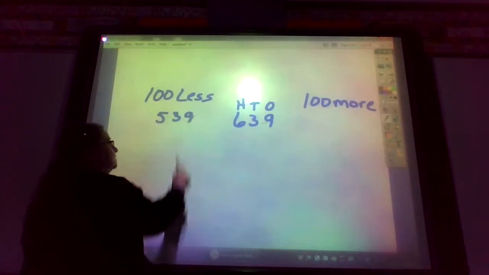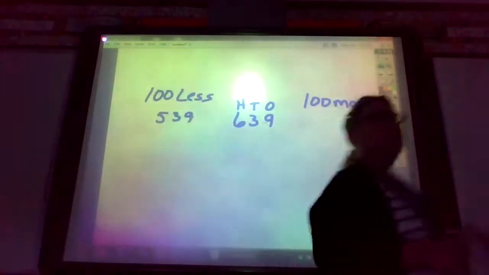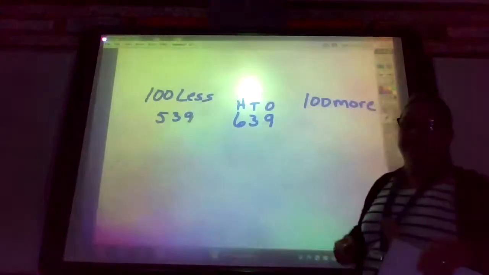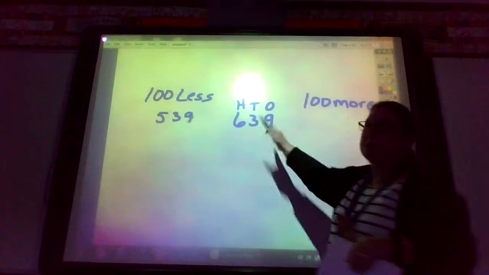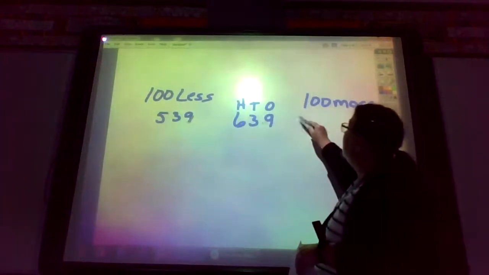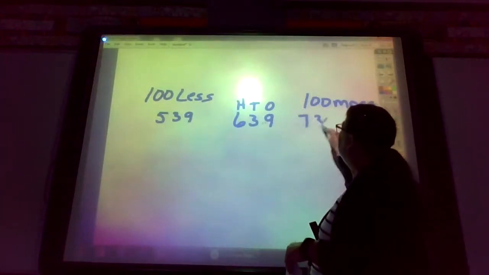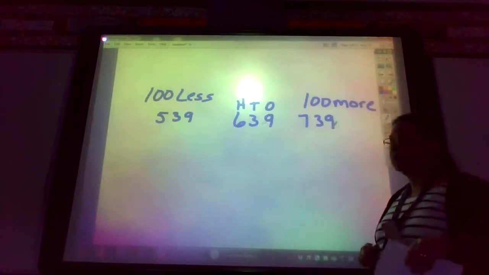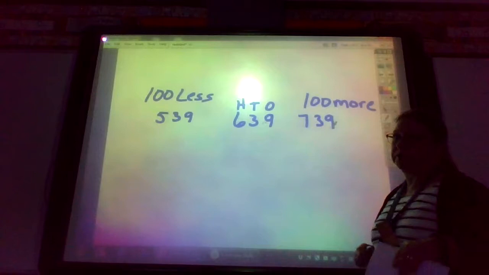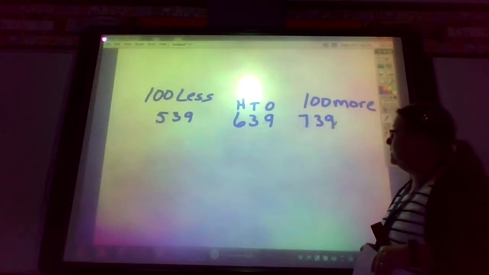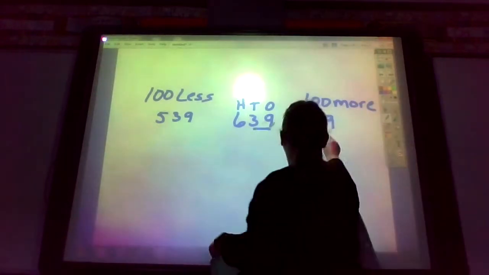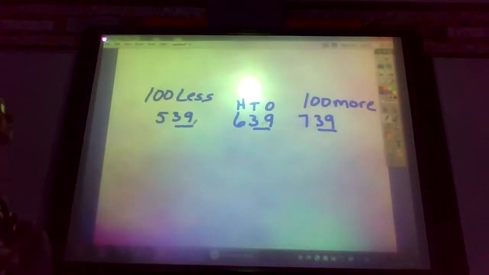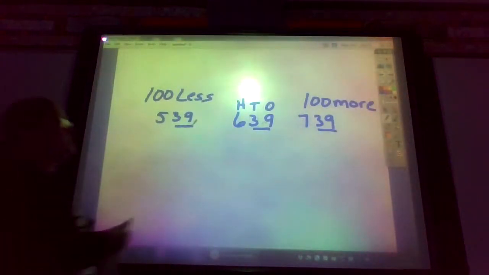539. On the other side, they're asking for 100 more. I'm only going to change my hundreds, not the tens or the ones. So I'm going to go more, so it would be 739. Okay? You can see these numbers didn't change. They stayed the same because it didn't ask me to change them. Let's try another one.